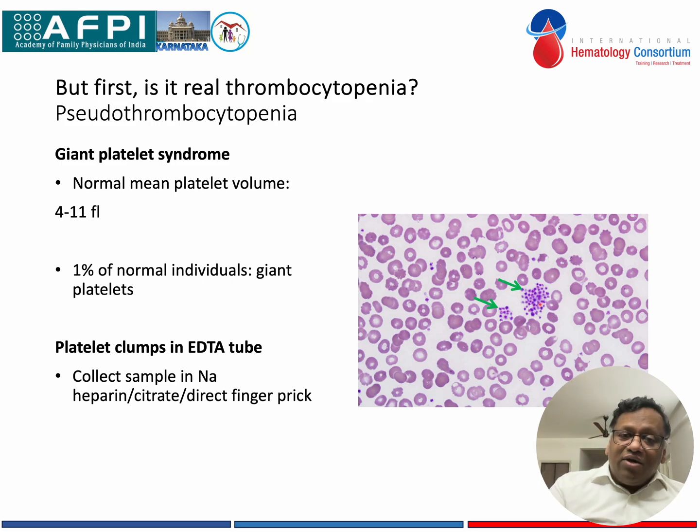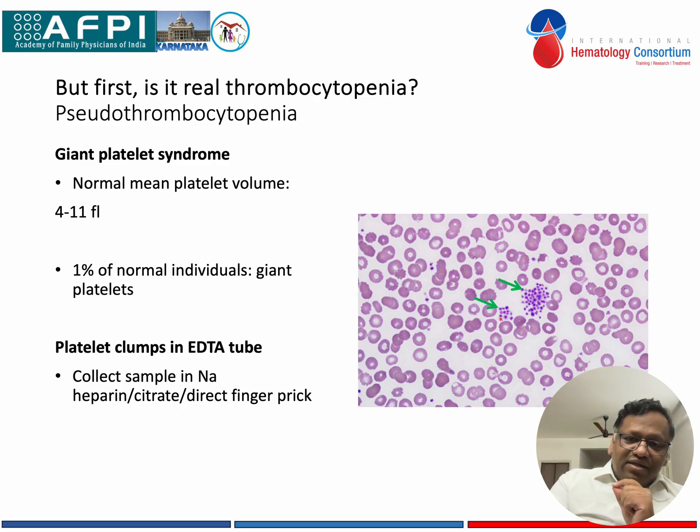How do we avoid that? How do we know that it is because of this? Make a peripheral smear. If the false low platelet count is because of giant platelets, do a manual platelet count. If it is because of a clump, collect the blood sample not in EDTA, collect a second sample in heparin or citrate, or sometimes we just do a direct finger prick and take that sample for a platelet count. So no anticoagulant, a direct finger prick, you can put it on a slide and count, or you can take the blood in a capillary and do a platelet count.